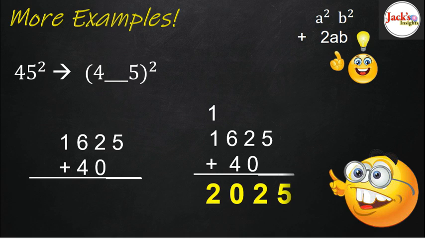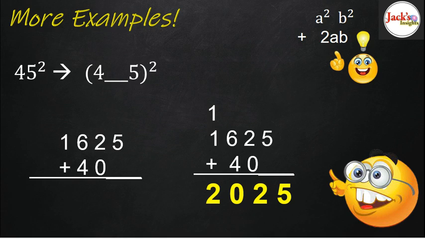So bring down 5. 2 plus 0, that's 2. 6 plus 4 is 10. That is 0, carry 1. 1 plus 1 is 2. So the product of 45, the square of 45 rather, is 2025.